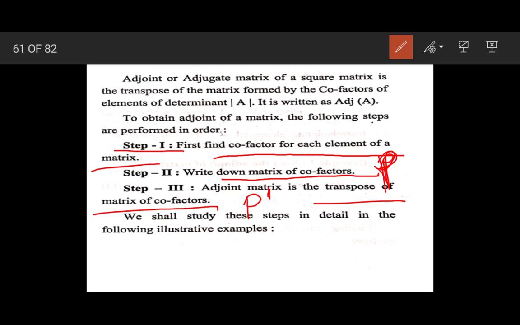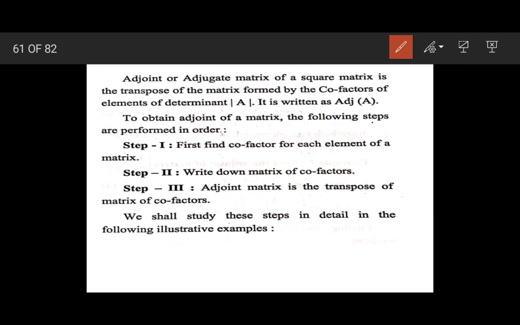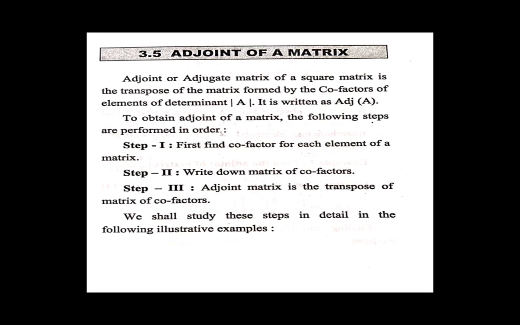First step is finding the cofactors for each element of a matrix. Second step, writing down the matrix of cofactors, right? That means P. And in the third step, we are finding the transpose of the cofactor matrix. That means P dash. Okay, so 3 steps. So if the question is to find the adjoint of a matrix, then we simply have to do these 3 steps.